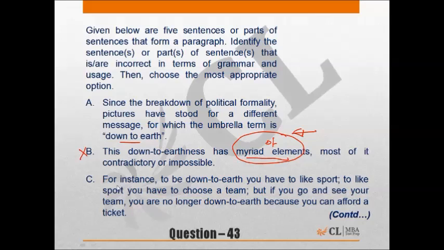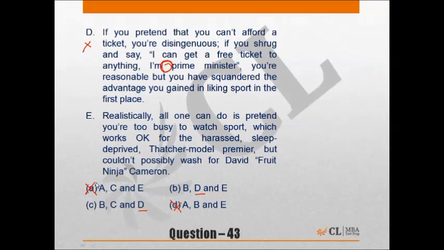Statement C, for instance: to be down to earth, you have to like sport. To like sport, you have to choose a team. But if you go and see your team, you are no longer down to earth because you can afford a ticket. So statements A and C are correct in terms of usage. Statement B is incorrect in terms of usage. I'm not sure how many of you got it right. I felt that this was a difficult one. Statement D, as I already said, it should have been I am a Prime Minister or I am the Prime Minister. Something should have been here. Hence statement D is incorrect.